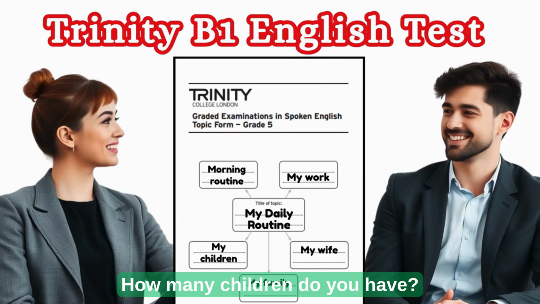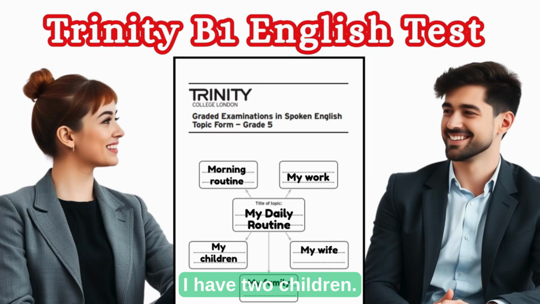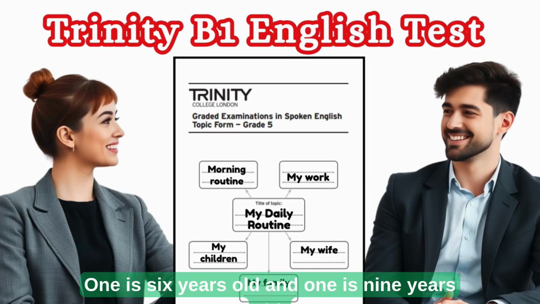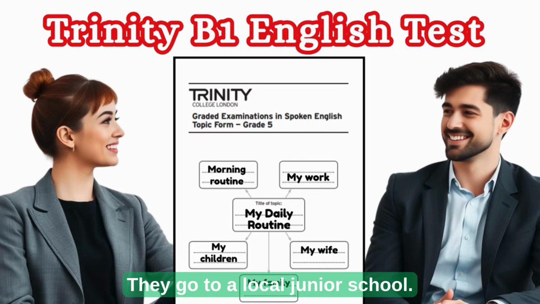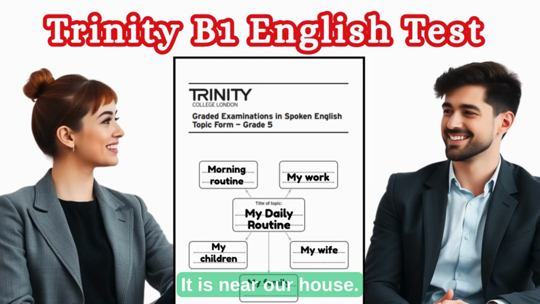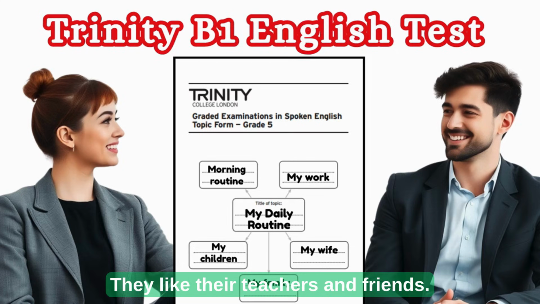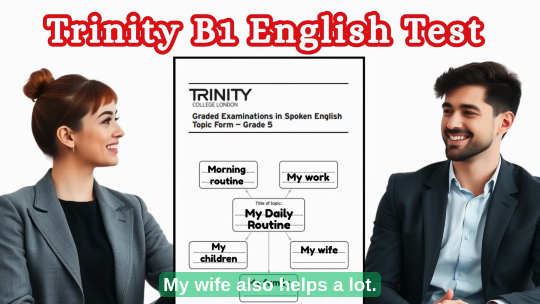How many children do you have? I have 2 children. One is 6 years old and one is 9 years old. They are still young. What school do they go to? They go to a local junior school. It is near our house. They like their teachers and friends. Do you help them with schoolwork? Yes, sometimes they ask for help. I help with homework when I can. My wife also helps a lot.